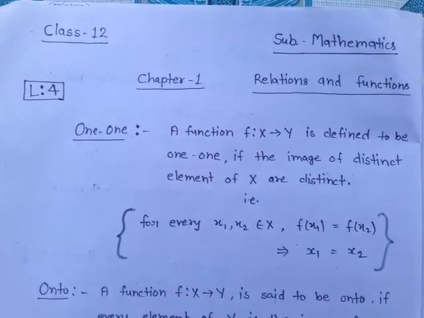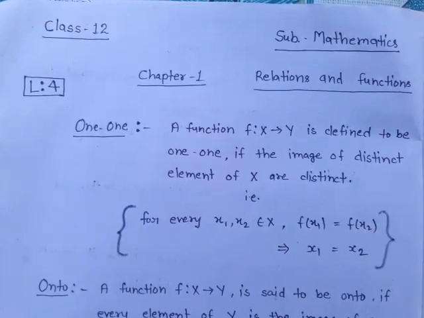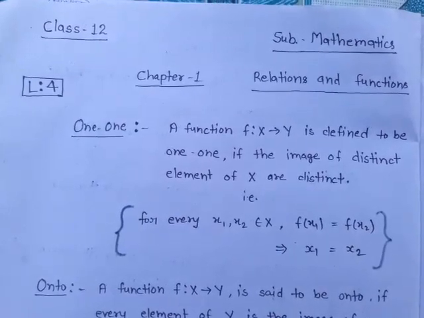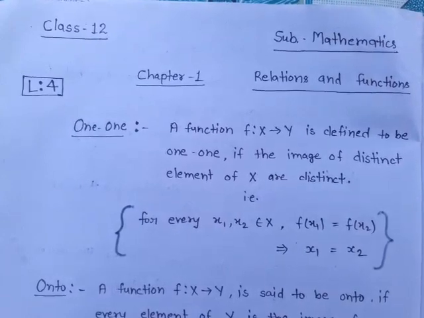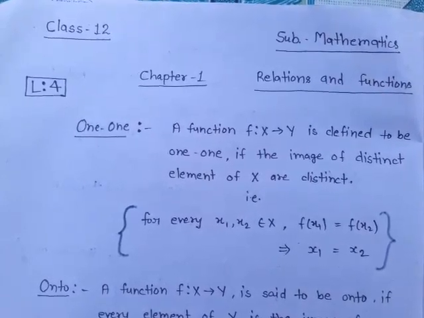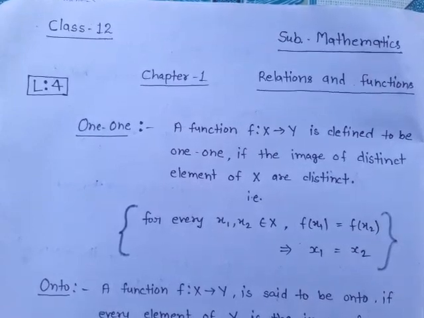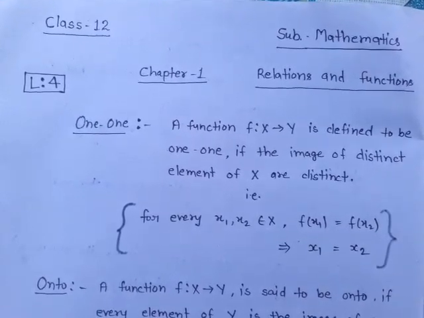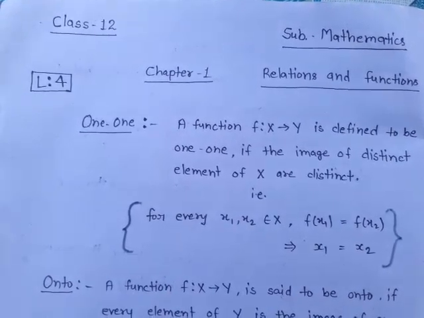Now start your first chapter, relation and function. This is your fourth lecture in this chapter. In the previous lecture we discussed some special types of functions, like one-one function, many-one function, onto function, bijective function, etc. Now here we discuss some examples related to those functions and solve some questions.